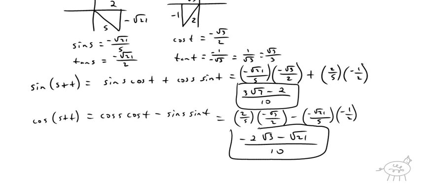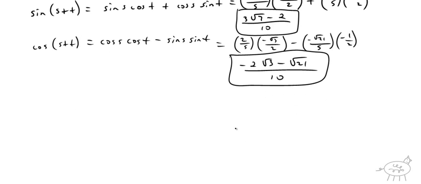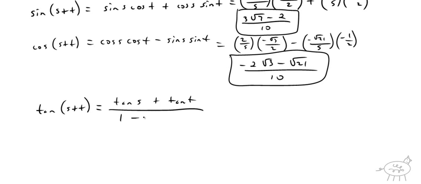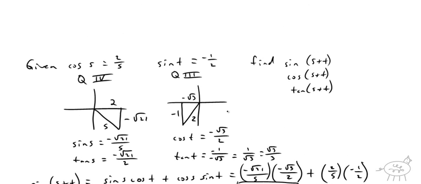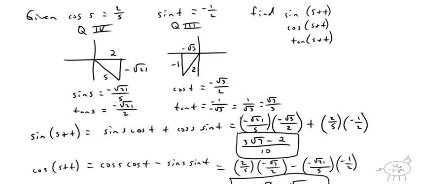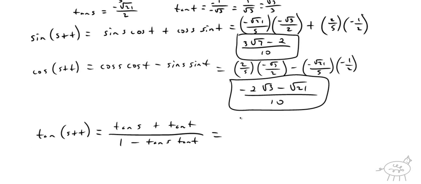Okay, so that's that guy. And then we have tangent of s plus t. I'll write that one out also: tangent of s plus, same sign, tangent of t, over 1 minus, opposite sign, tangent of s times tangent of t. So we have everything up here, right? I can't quite fit it.